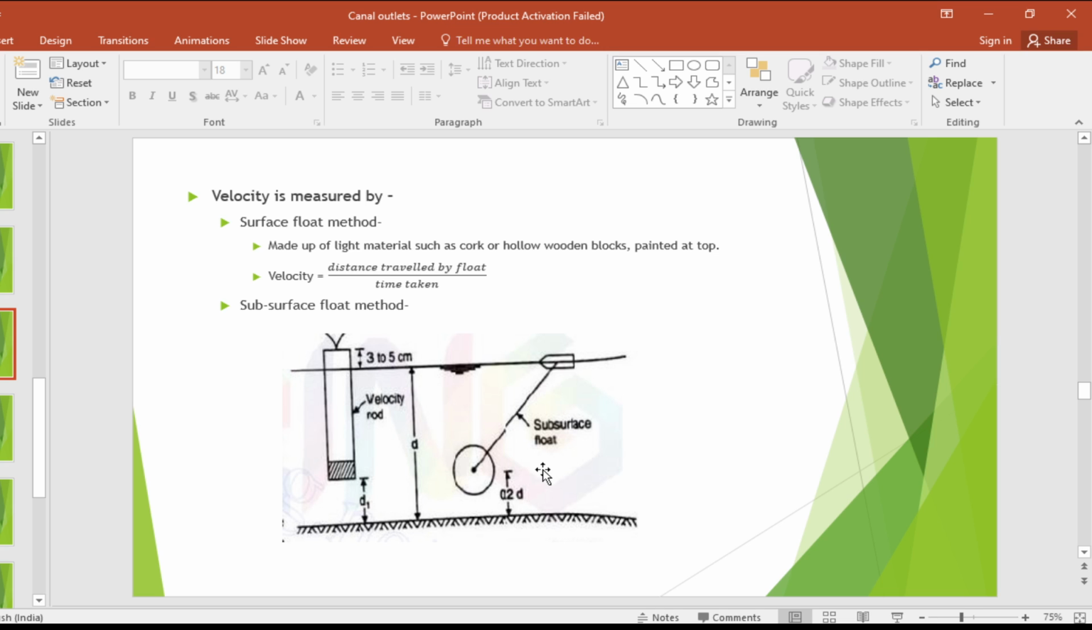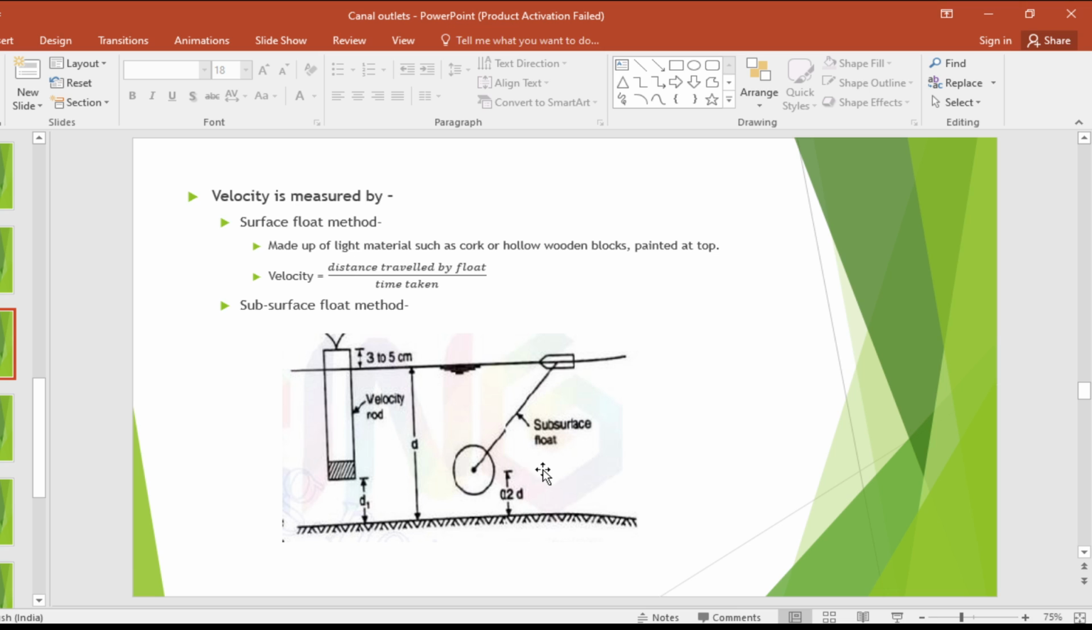In this particular method, two wire ropes are stretched across the channel section. One is at the beginning and the other is at the end of the selected reach. There are two wire ropes: one is stretched at the beginning and another at the end of the selected reach. The distance between these two wire ropes is called the test reach.